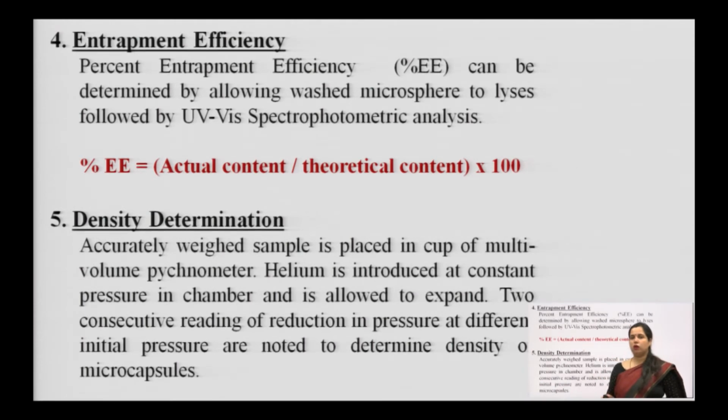one of the important parameters to evaluate microcapsules, in which helium is introduced at constant temperature and we use a pycnometer to check the density. Helium is introduced at constant pressure in the chamber and is allowed to expand. Two consecutive readings of reduction in pressure at different initial pressures are noted to determine the density of the microcapsule. This is how you determine the density using a pycnometer.